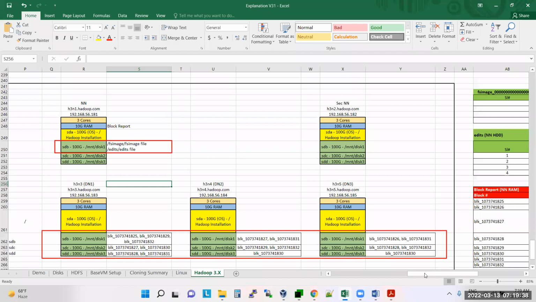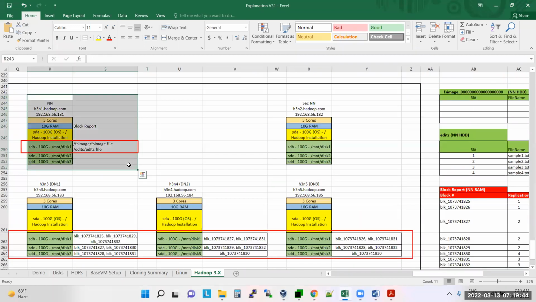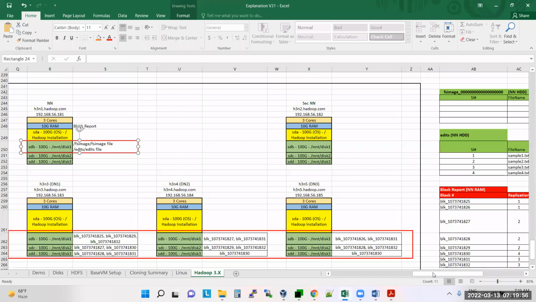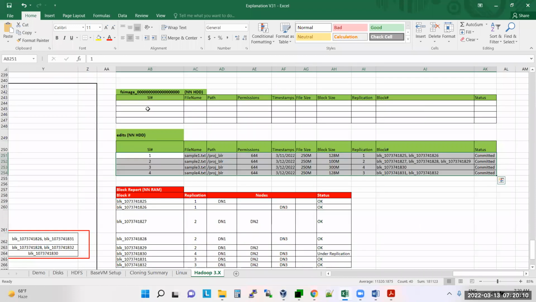Suddenly if this machine crashes, if this machine is burnt out, I will lose my FS image and my edit logs also. I don't have any backup. So I need a system to take a backup of these two. Second thing is to perform a checkpoint. If I leave my edits like this, it will keep on growing. So what I need to do is a checkpoint. Checkpoint means pushing whatever we have in edits to the FS image. That process is called a checkpoint.